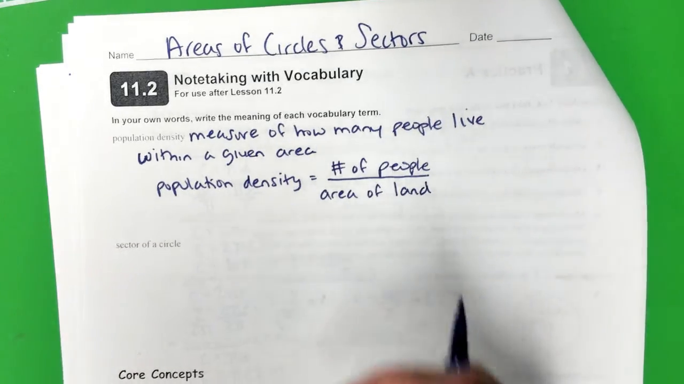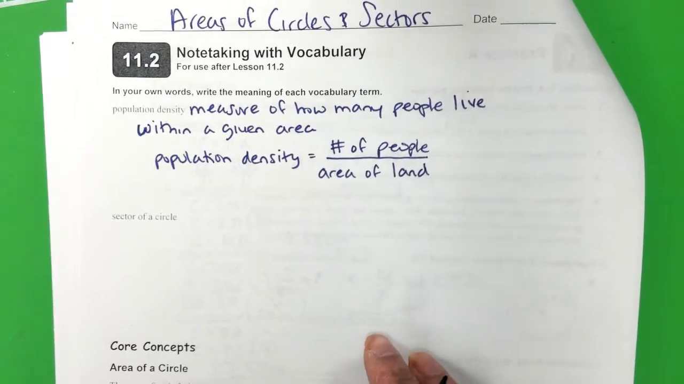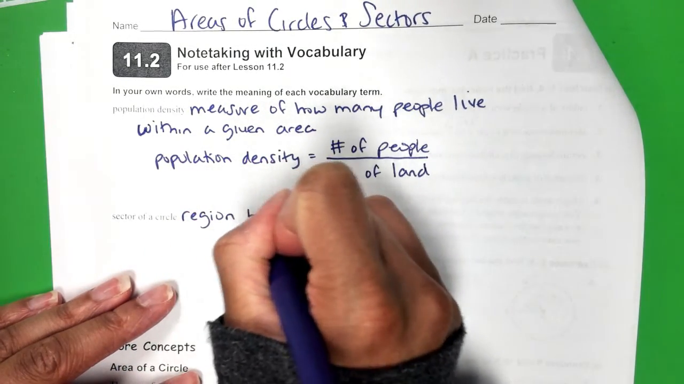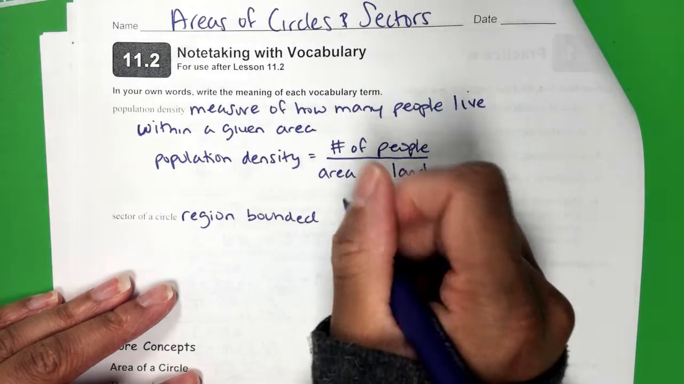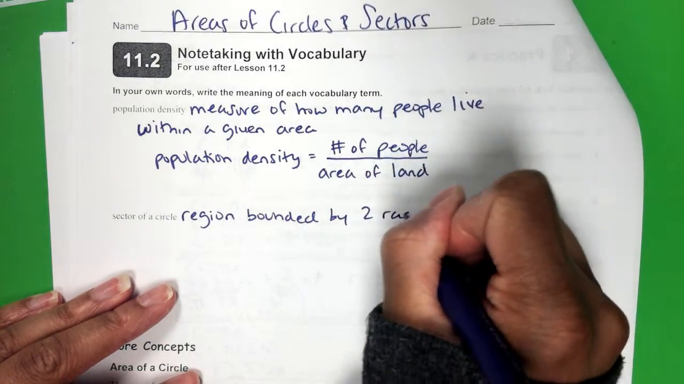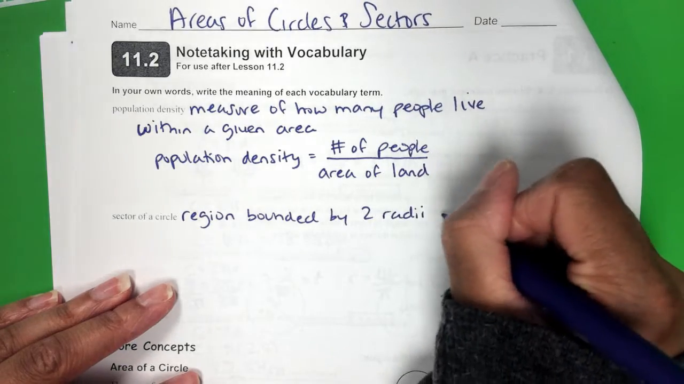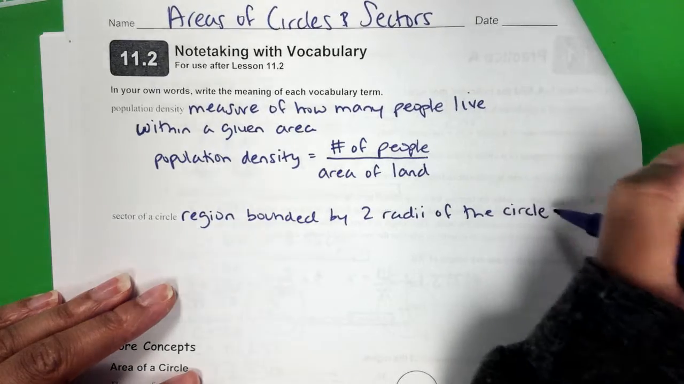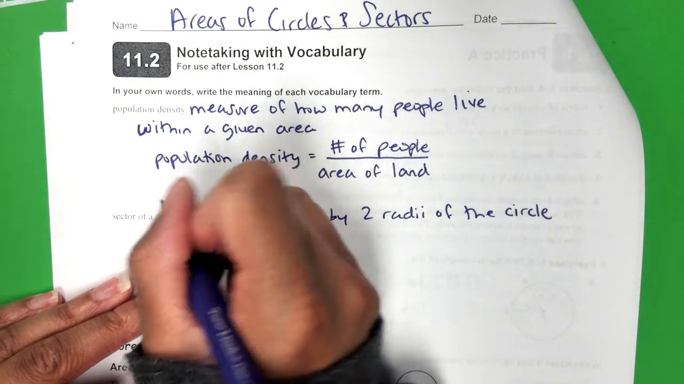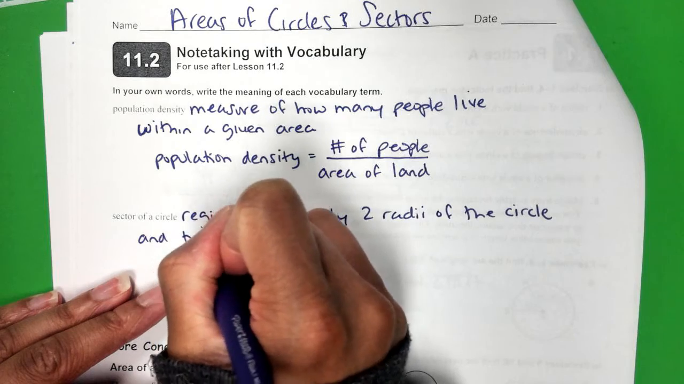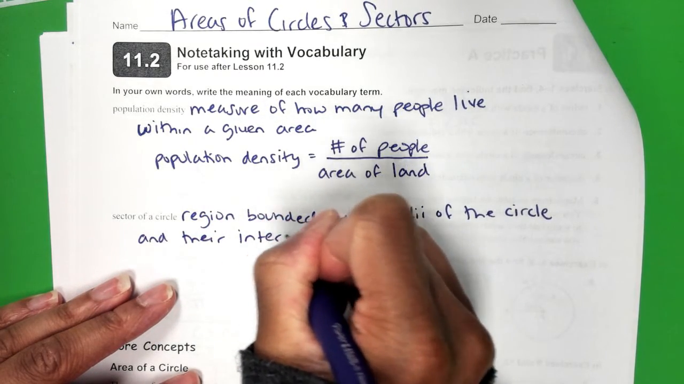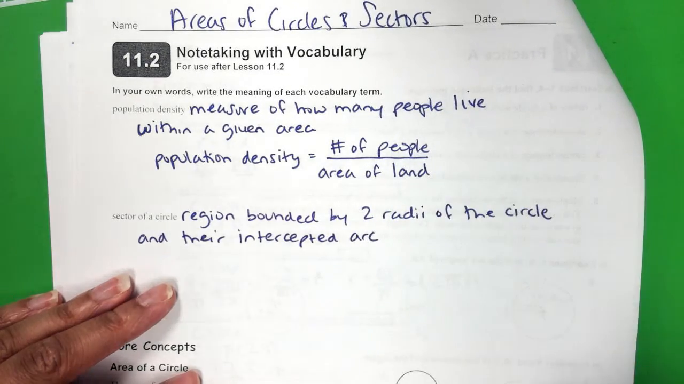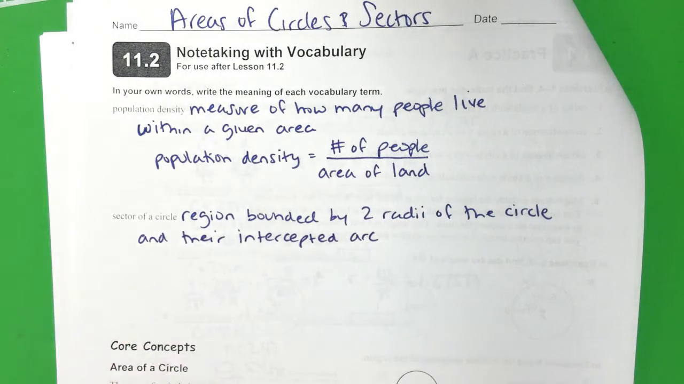Our next definition is sector of a circle. So the sector of a circle is the region bounded by two radii of this circle and their intercepted arc. Okay, so those are two definitions that we're going to be talking about today.